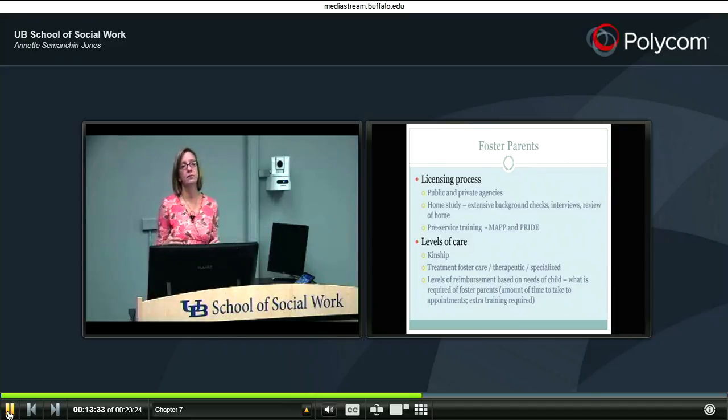So the level of reimbursement is really based both on the needs of the child as well as the extra time and effort that the foster parent, extra supervision that the foster parent might need to do.